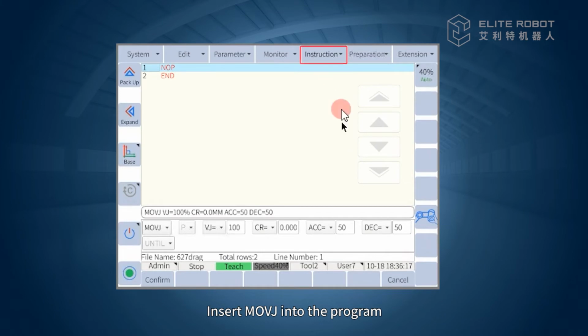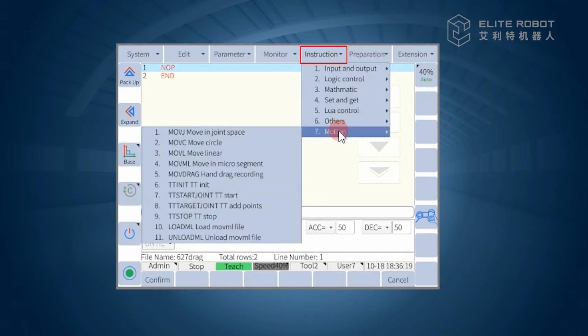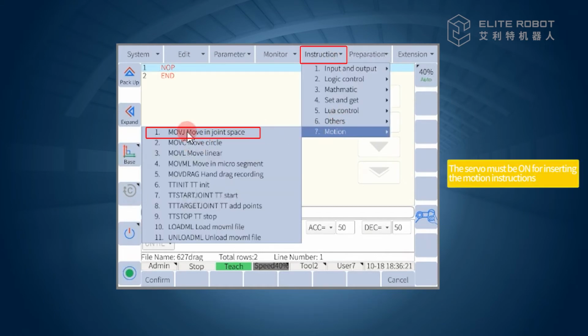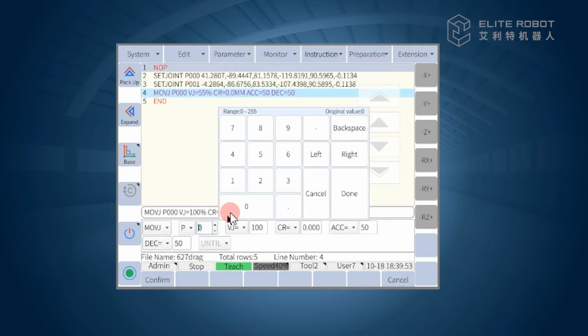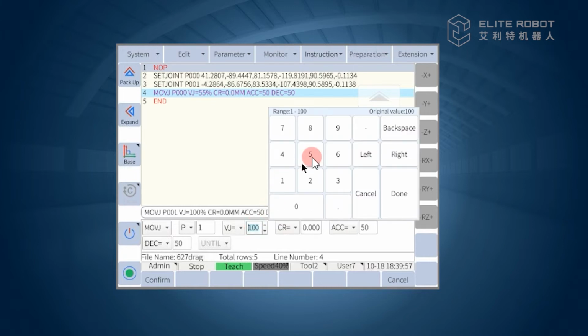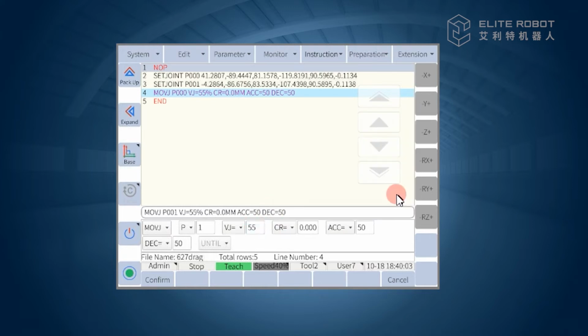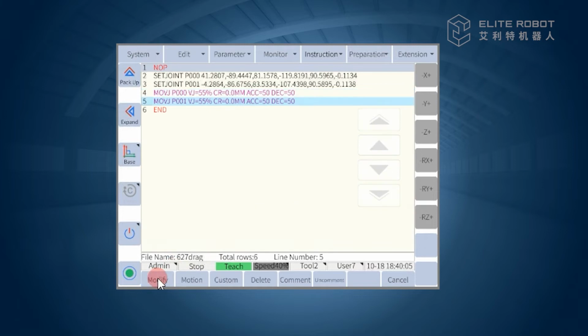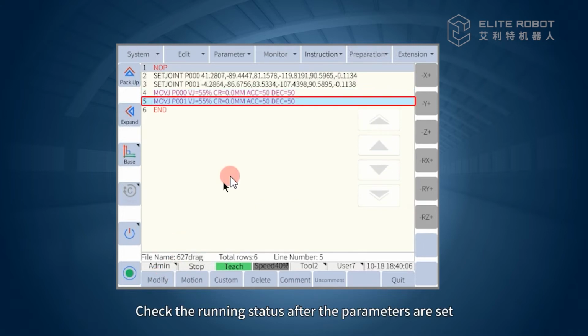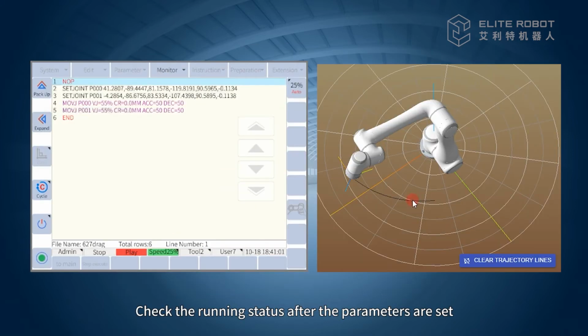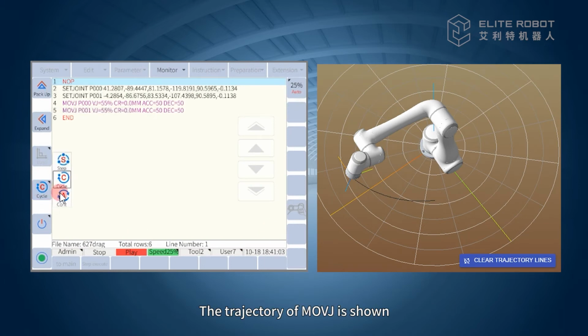Insert MOVJ into the program. Set the MOVJ parameters. Check the running status after the parameters are set. The trajectory of MOVJ is shown.